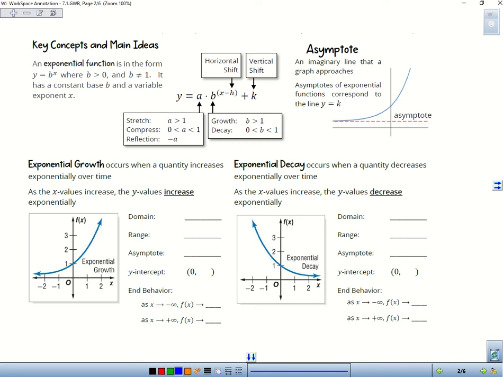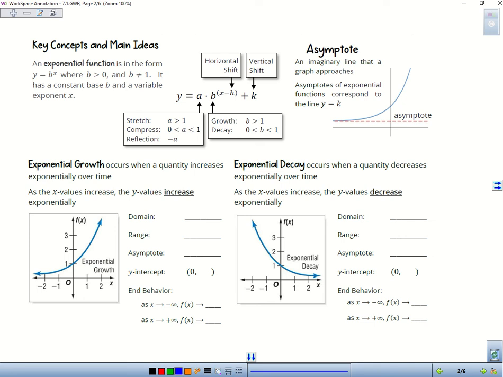And remember, horizontal shifts are always backwards. So if it's plus, it's actually to the left. And if it's minus, it's actually to the right. And that's due to the nature of the fact that the equation itself has a negative sign in it. And then the k is a vertical shift up or down. And if you don't have a k, your k is an implied 0. Okay, because obviously if you don't have one shifted up or down, it's just k of 0.